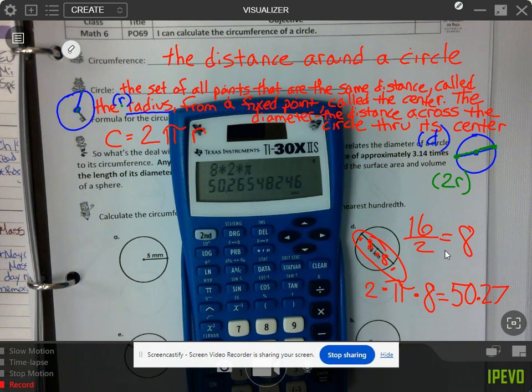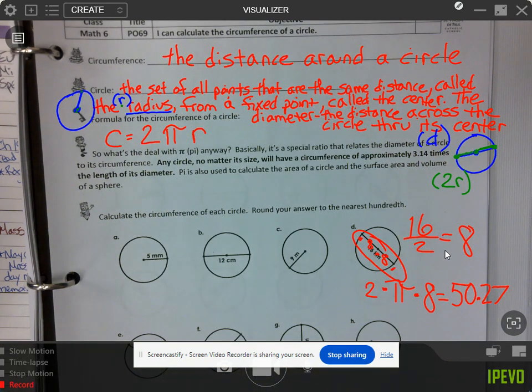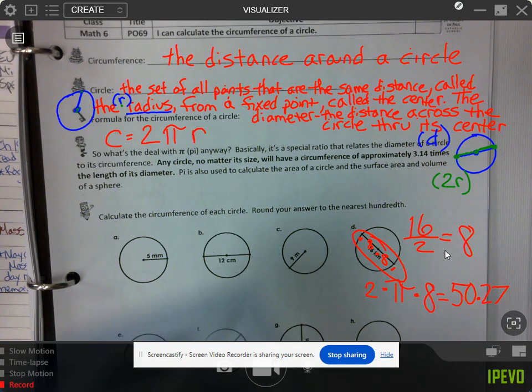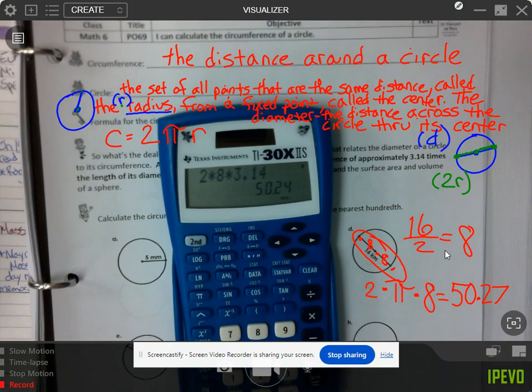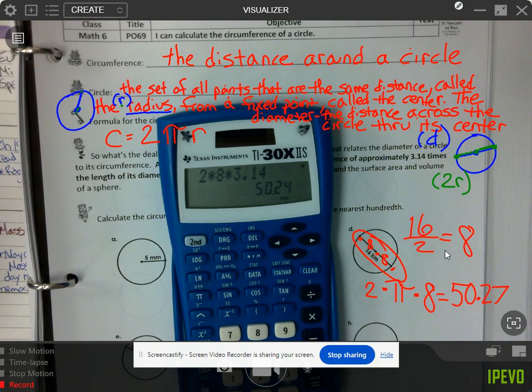If we use 3.14 and not all of the digits that go after that pi, we would get 2 times 8 times 3.14, and we get 50.24, because we don't have all of those decimal points. Both of those answers are correct. If you use the pi button, I'll know what that answer is. If you use 3.14, I'll know what that answer is. They are both correct. Ava.